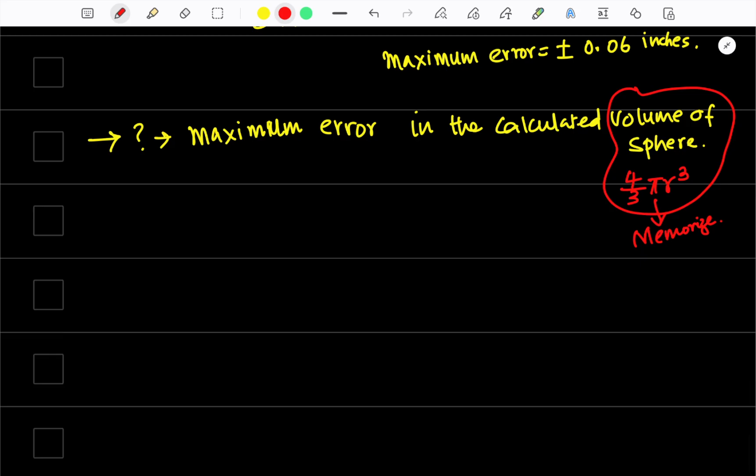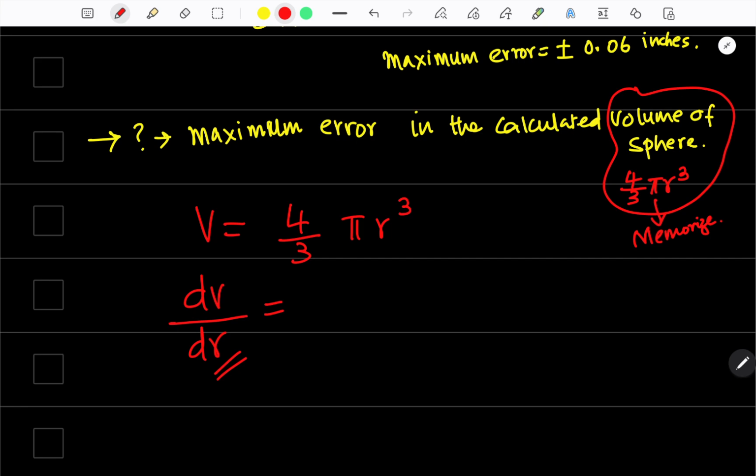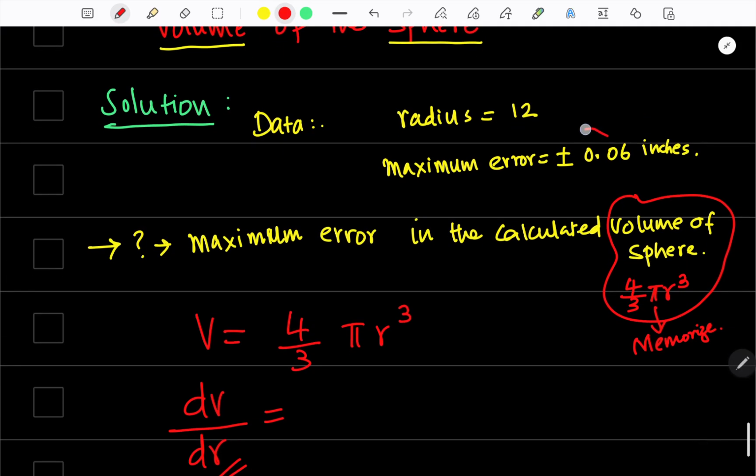So what are the things that are given? Volume of the sphere, you have to take it and you have to use your differentials to approximate the error. So keep in your mind, these are the things we are going to do. Now volume is equal to 4 by 3 pi r cube. So we are going to find dV by dr. Why dr? Because the maximum error happened in the radius measurement, so this part will be equal to your dr.